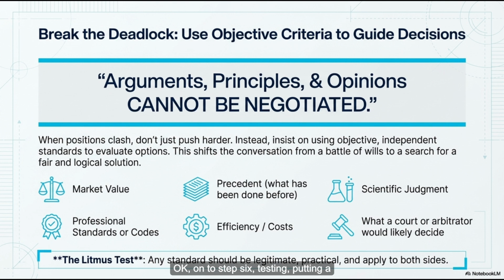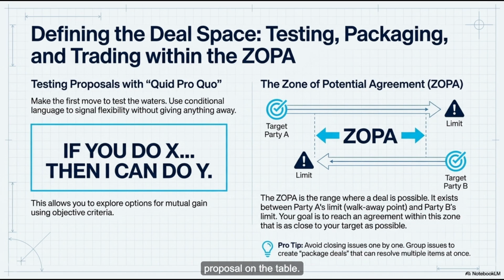Okay. On to step 6, testing, putting a proposal on the table. Generally, you want to make the first one. It sets the anchor, but it has to be realistic and credible. And you always test it using what we call signal and, of course, quid pro quo. You said signal. What does that mean, practically? It's not an acronym. It's more a mechanism. Yeah. It just forces you into the language of, if you do X, then I can do Y. Every move you make is conditional.